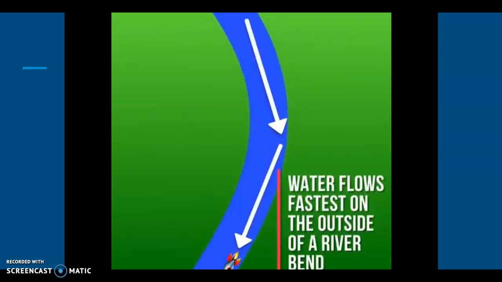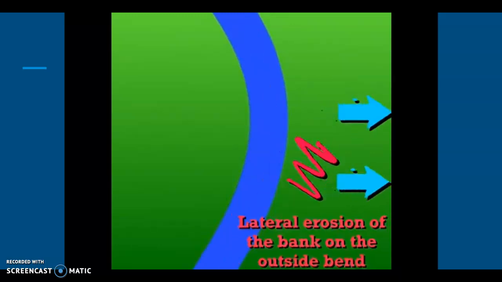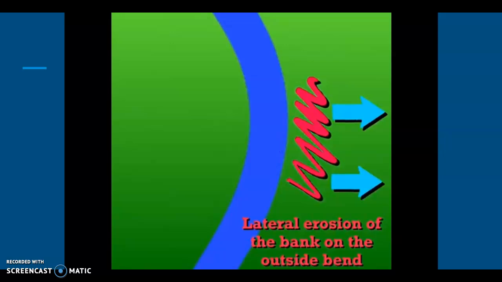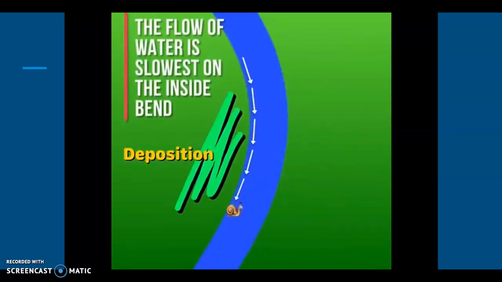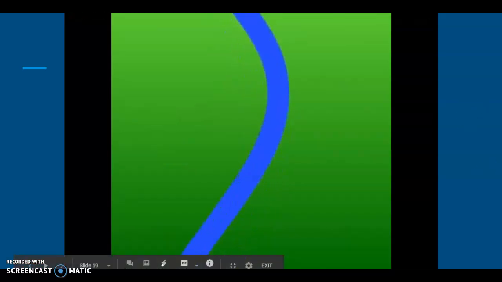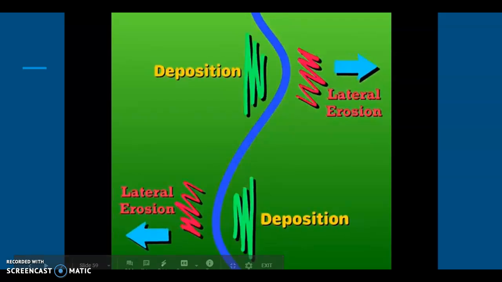Water flows fastest around the outside of the riverbed, leading to lateral erosion of this riverbank. The flow of water is at its slowest on the inside bend, leading to deposition in this area. This will alternate with each new meander.